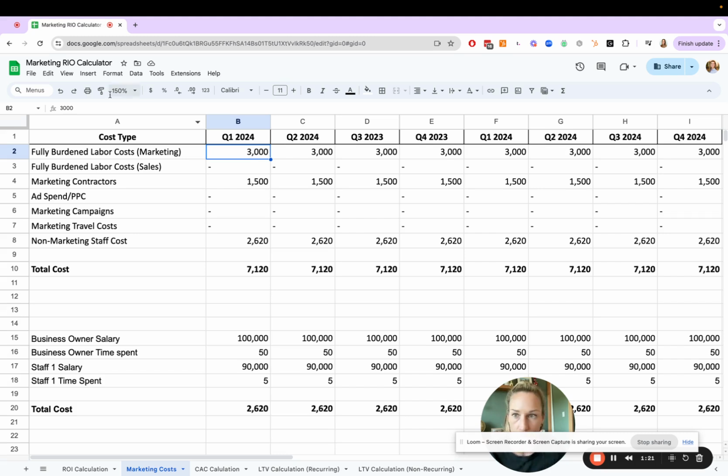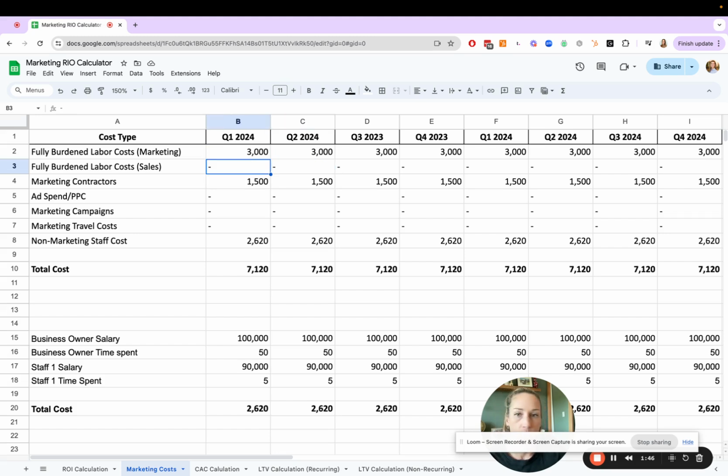And so you can see we've got our fully burdened labor costs. Maybe we've got an in-house marketing staff or a part-time marketing person. And when I say fully burdened labor costs, that means their payroll, their gross wages, plus their payroll taxes plus any benefits. And this could also be a marketing contractor, right? So maybe you're paying a marketing contractor $3,000 a month.